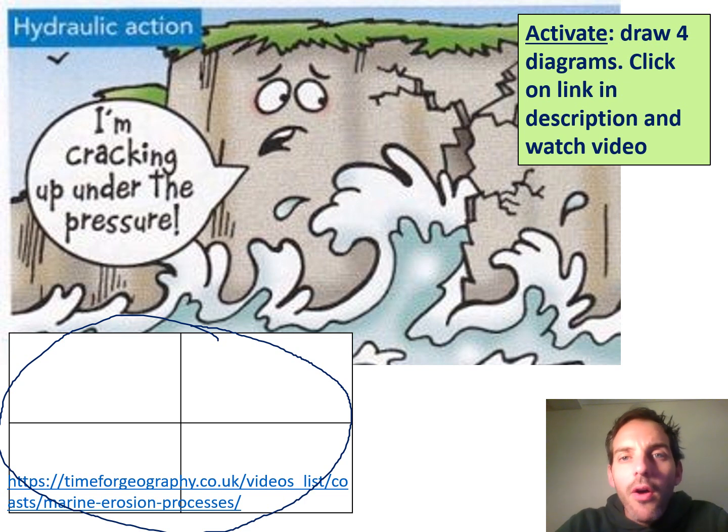So the first type is hydraulic action. Now this is when the force of the water compresses air in the cracks in rocks, and then the cracks over time get bigger, the cracks expand. So just once more, this is when the force of the seawater compresses air in the cracks in rocks, and then as that air is released, it expands and the cracks get bigger. So please get creative and draw yourself a diagram that represents hydraulic action.